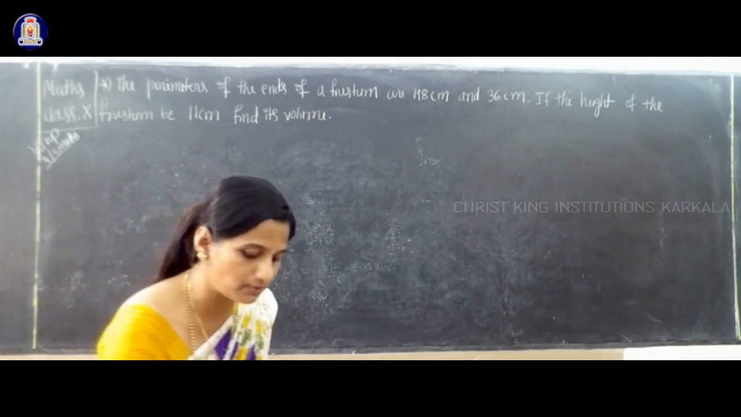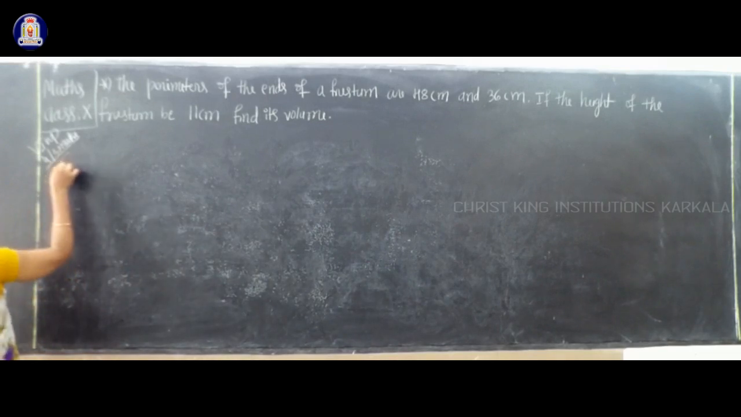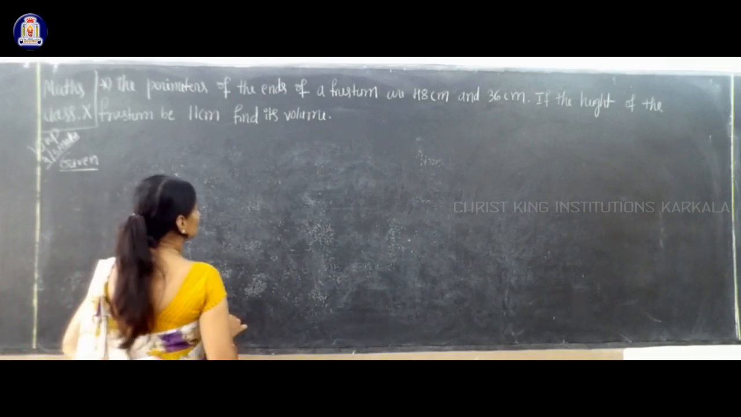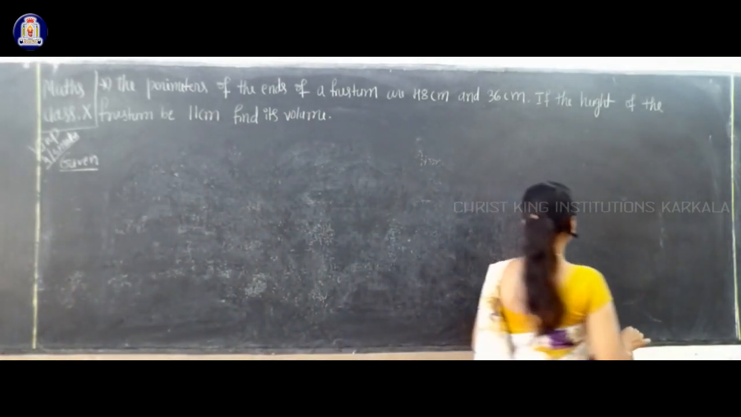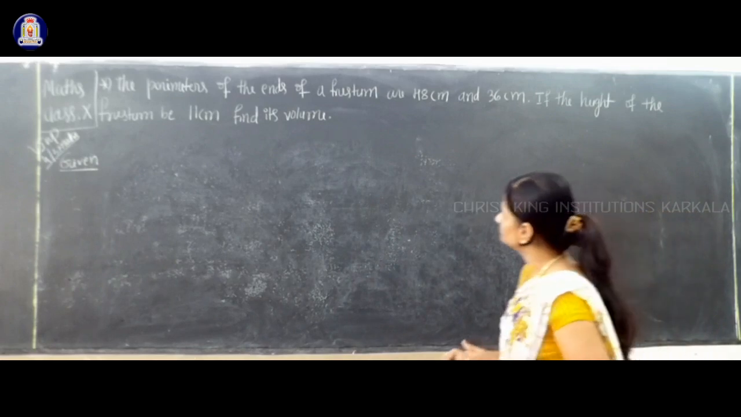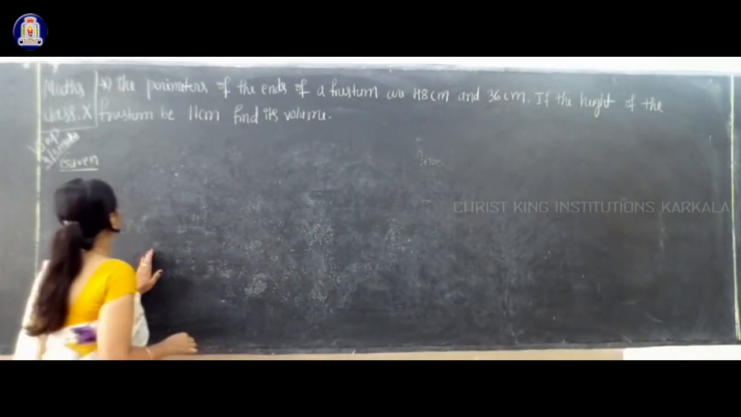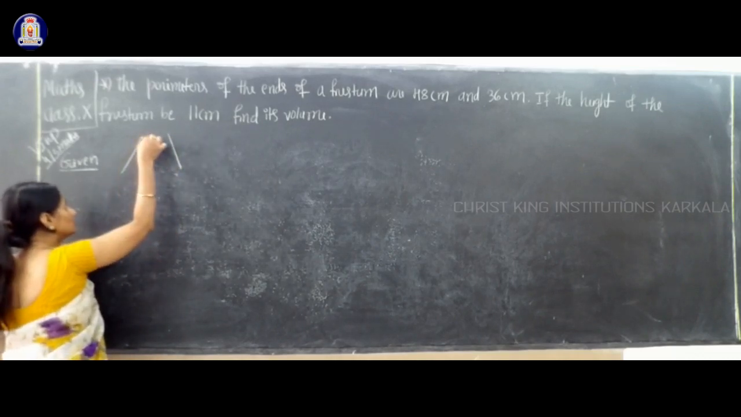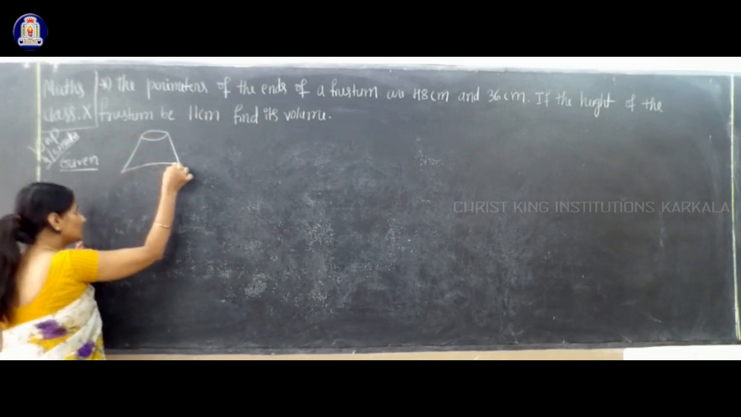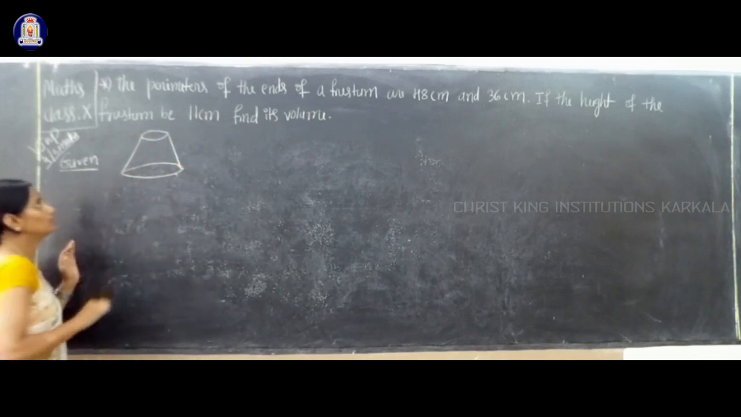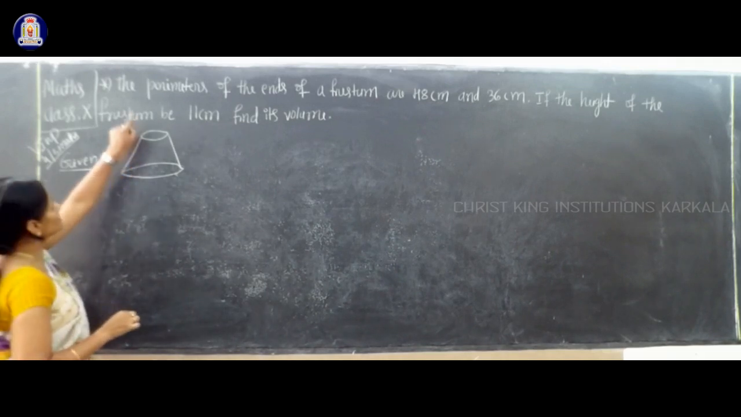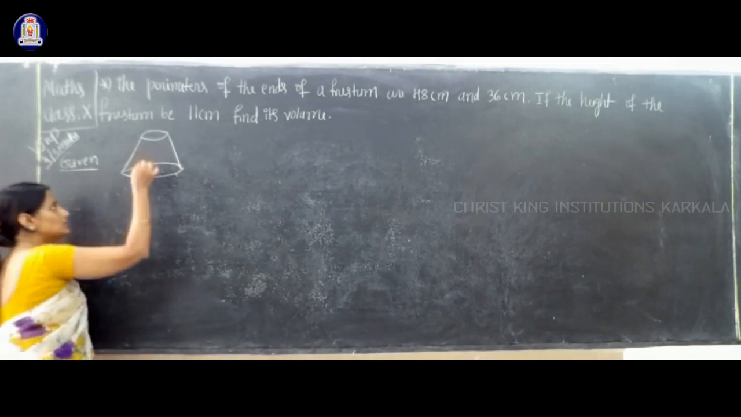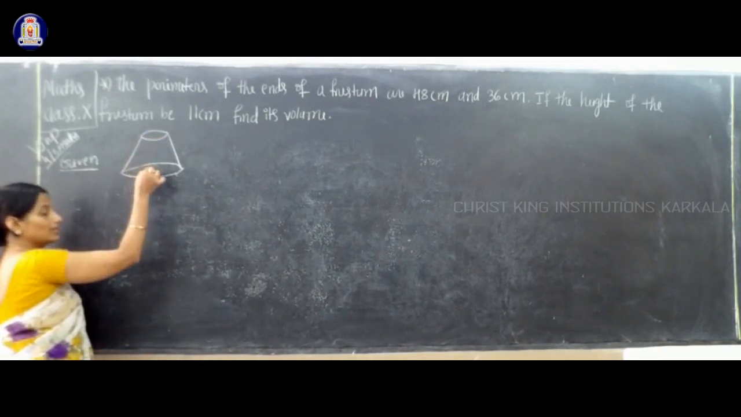Now what is given? First we will write. So given here, now first I will draw one figure for that. You know what the shape of a frustum is, right? So I will draw the shape of the frustum here. So this is the frustum shape. Now what is given? The perimeters of the ends of the frustum. These two are the ends of the frustum.